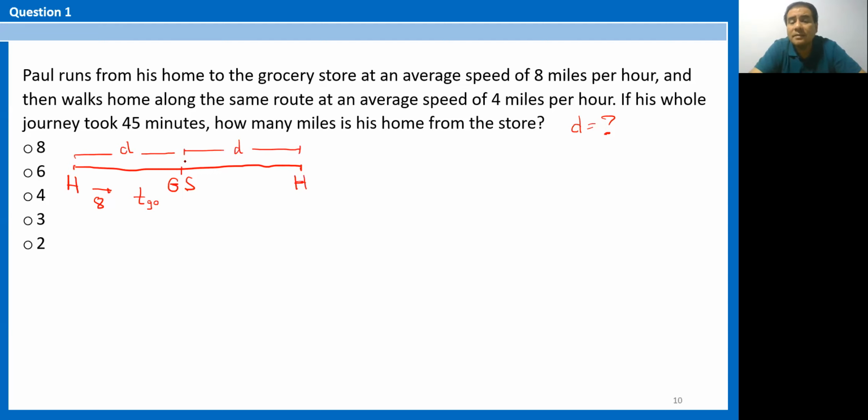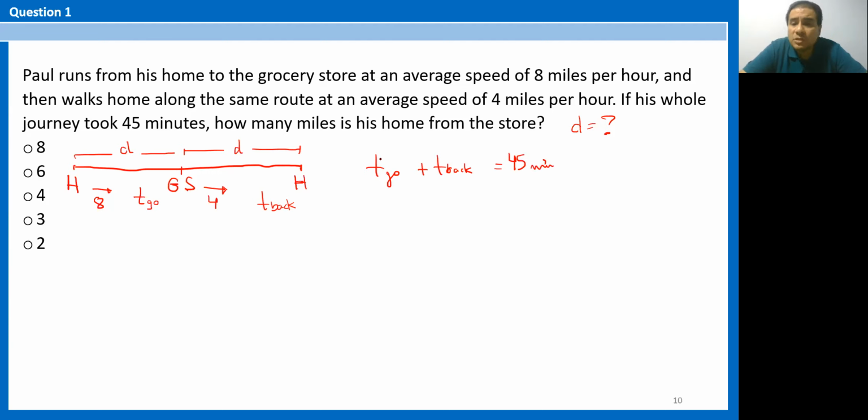But this time, he went slower, right? More slowly, just at 4 miles per hour. And evidently, the time for returning from the grocery store to his home, we also don't know. So, what we are told is that the time for going to the grocery store and the time for going back home is in total 45 minutes.